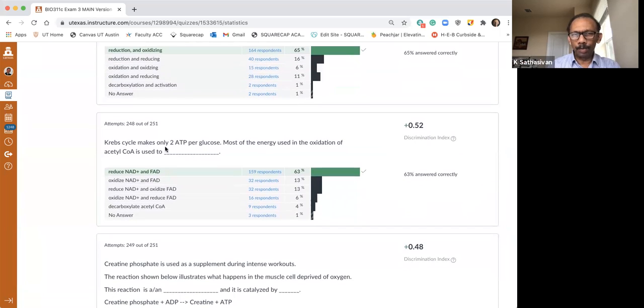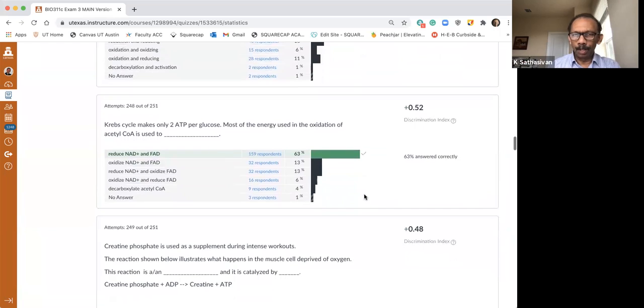The Krebs cycle makes only 2 ATP per glucose. This is the same question as we had in the Square Cap session. Most of the energy in the oxidation of acetyl-CoA is used to reduce NAD plus and FAD to make NADH and FADH2. 63% got it correct. And some of you again had confusion between oxidation and reduction. The concept is very, very important.